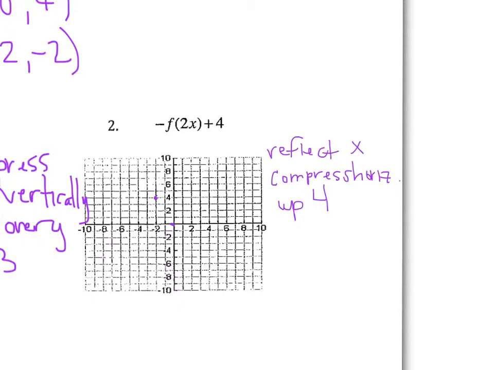Our third point is 2, -2. First thing, I'm going to reflect it over the x, so it now becomes 2, 2. I'm going to compress it horizontally, so 2, 2 becomes 1, 2, and then I'm going to move it up 4, so it becomes 1, 6.